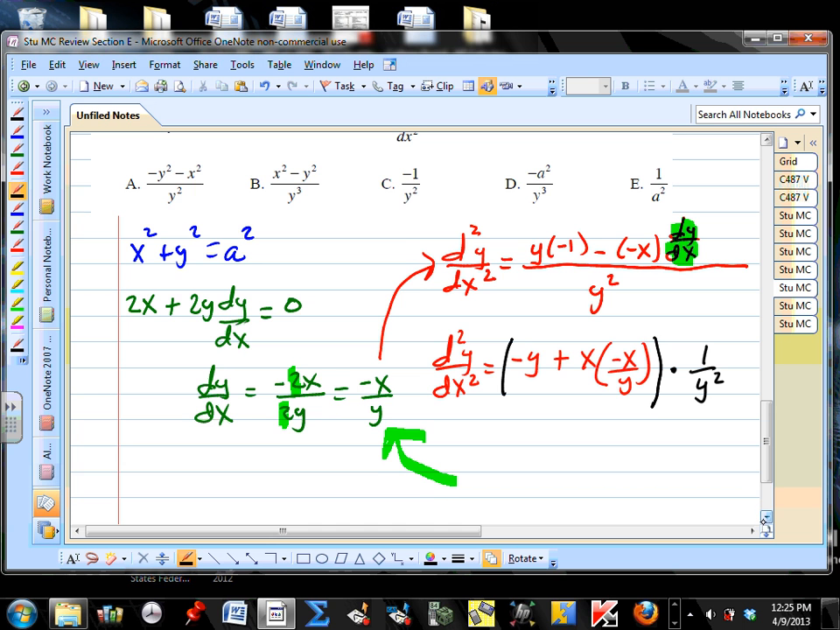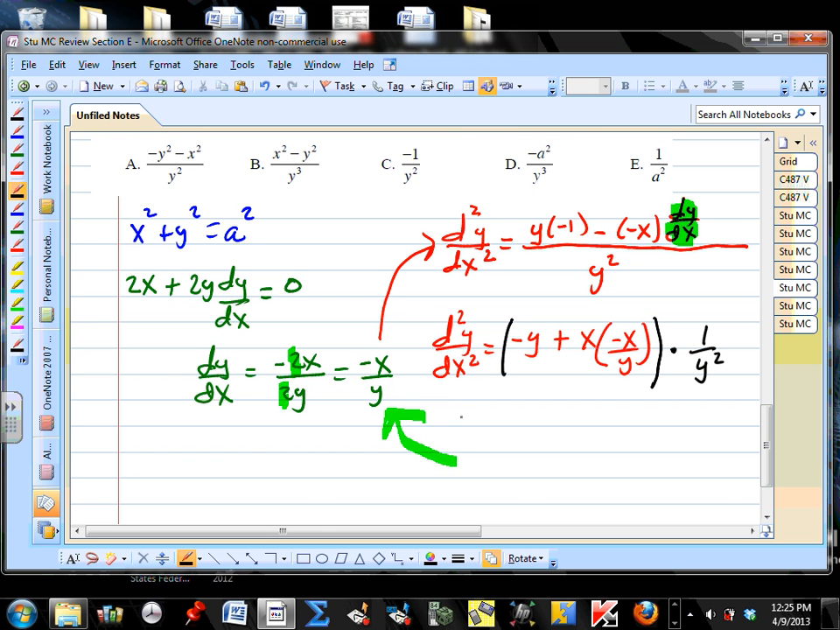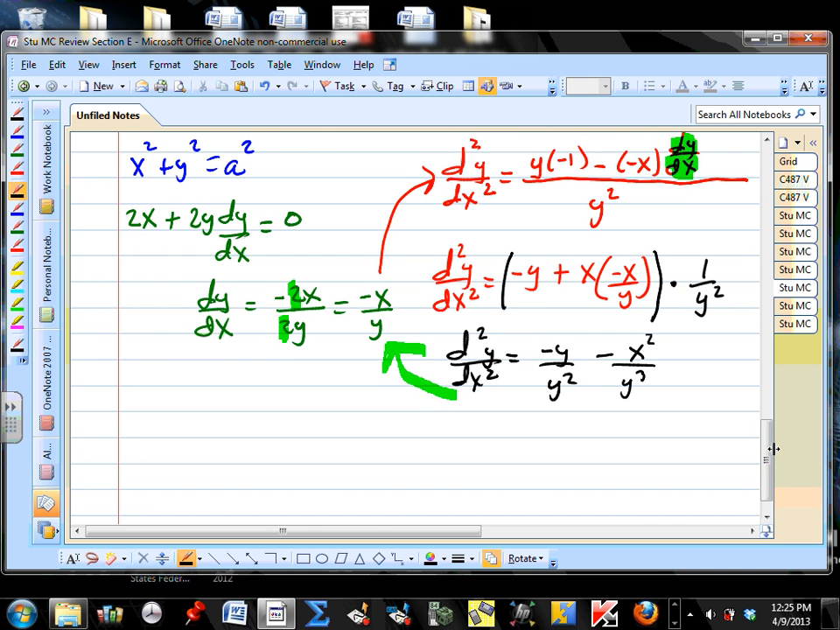Now watch what happens here. Something's about to happen. The second derivative of y with respect to x is going to be the opposite of y over y squared, and plus x times the opposite of x is going to be minus x squared, and over y times y squared is y cubed. Okay, we're close. This still doesn't match any of the options. So let's get a common denominator and see if that helps.